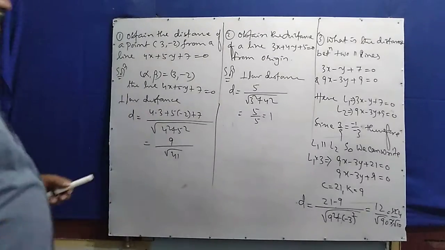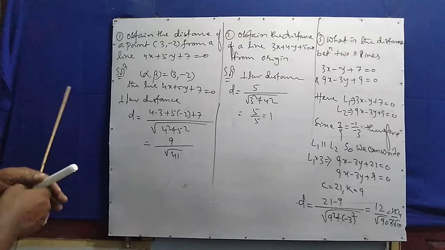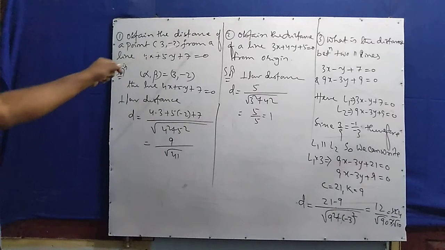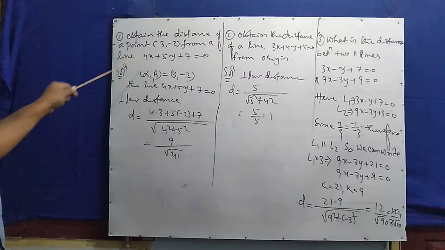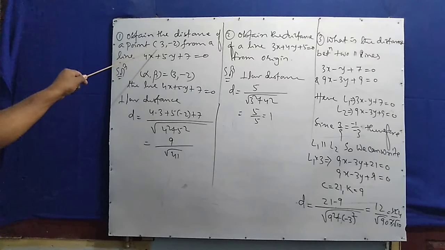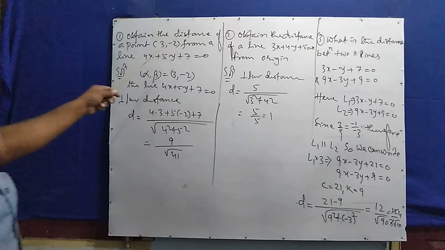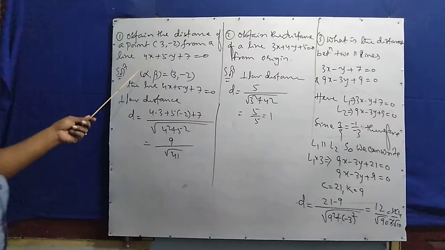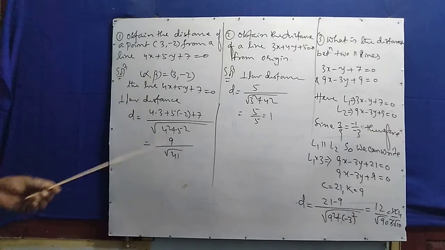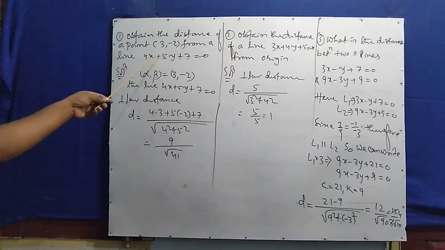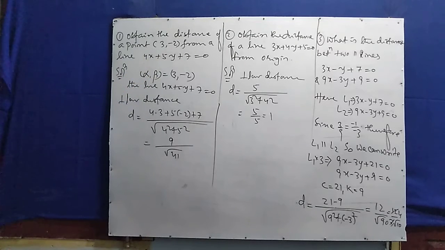So here are three examples related to the given format. Obtain the distance of a point from this line. The point is alpha, beta, given as 3, minus 2, and the line is 4x plus 5y plus 7 equal to 0.